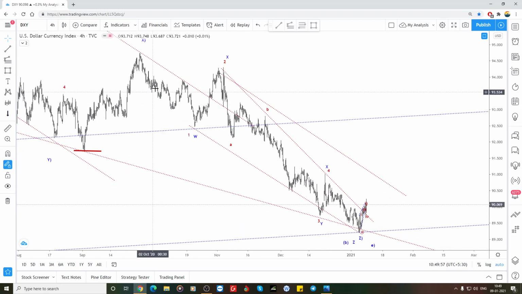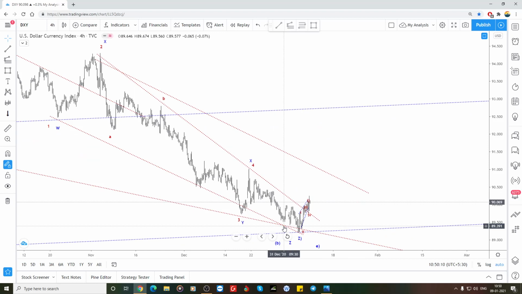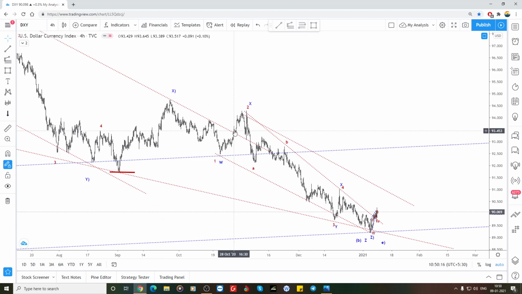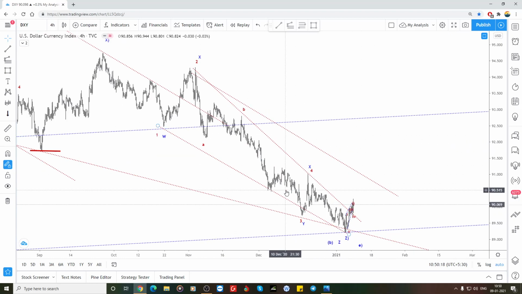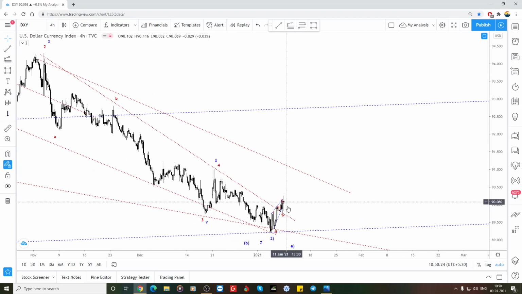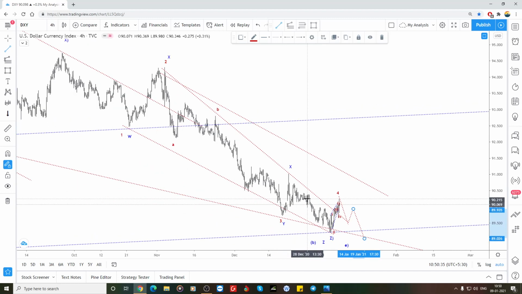Otherwise, if we simply take this as A, B, C, this is a 1 and 2, so 3, and 1, 2, 3, 4, 5, and here is one more fourth wave and then again a fifth wave. So we can label it as anything. For me it looks like one more wave to that ABC, because if this fourth wave is the fourth wave, there is a lot of chance of making one more leg to the downside as well.